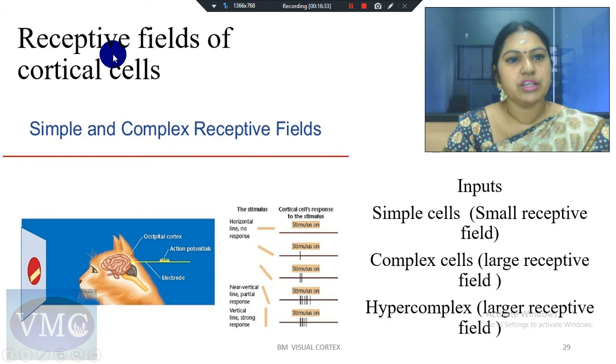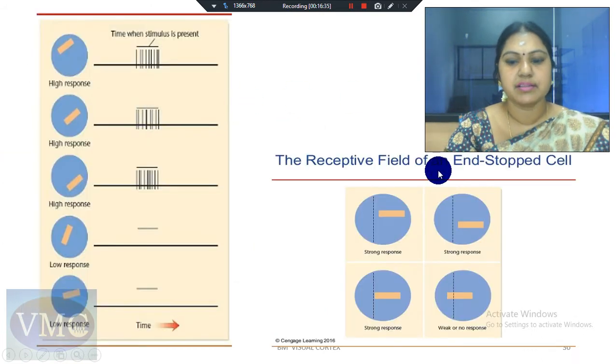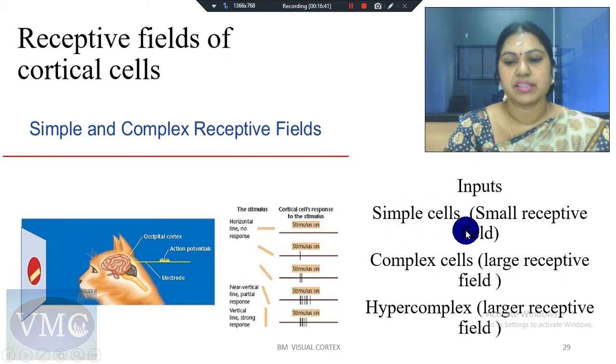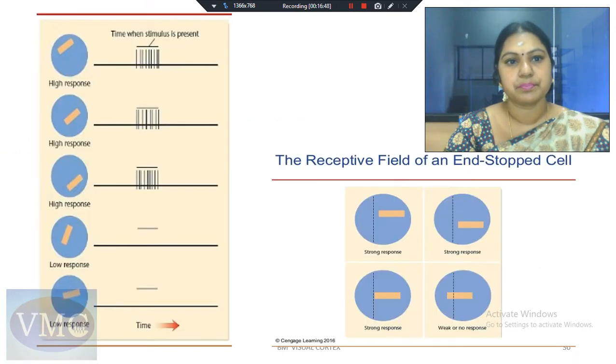So when you look into the receptive fields of the cortical cells, the simple cells have a smaller receptive field, complex cells have a larger receptive field, and hypercomplex cells have a much larger receptive field. So these are the receptive fields. See the receptive fields here.